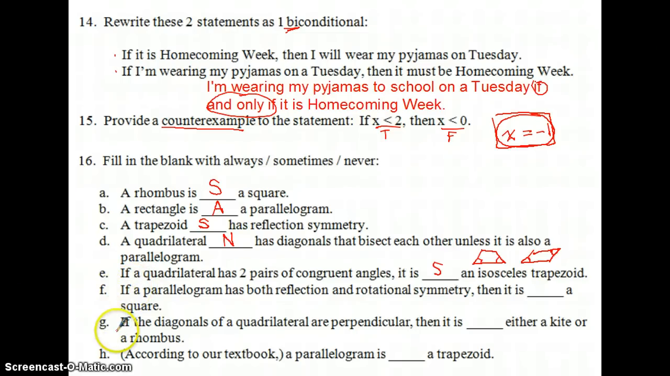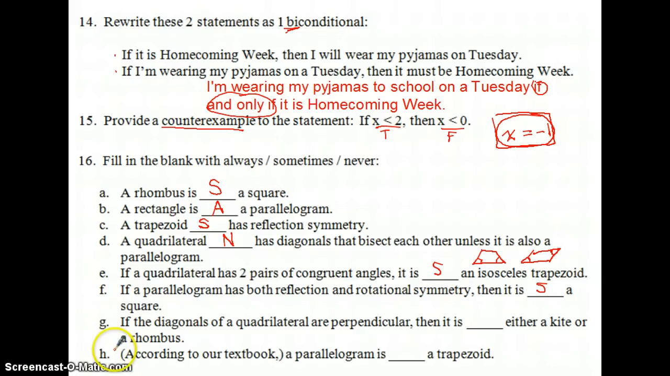If a parallelogram has both reflection and rotational symmetry, well, reflection, we talked about this, it has to at least be an isosceles trapezoid, or I guess a rectangle or rhombus or something. Rotational symmetry, that's where we know it has to be a parallelogram, so that rules out the trapezoid situation. So we're talking about it is blank a square. Oh, it could be a rhombus, it could be a rectangle, so we have sometimes. Those things don't have to be squares, but they can be.